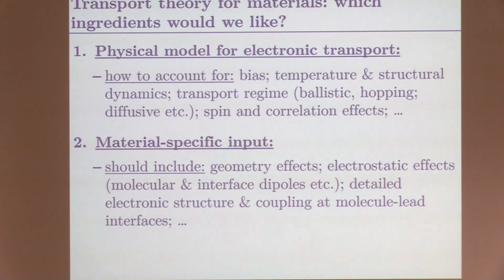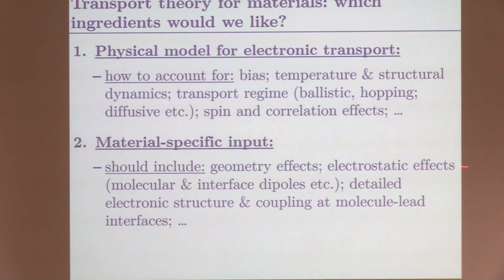Now, if we would have a theory for transport and we think about what that theory should include and what it should be able to describe, we can make a wish list. We can start with a wish list for the physical model for electronic transport, and we would probably like it to account for many different effects, the effect of bias, temperature. We've heard yesterday in biomolecules about the structural dynamics in these molecules, how the atoms move at finite temperature, which can be complicated and difficult to describe and has many interesting consequences.